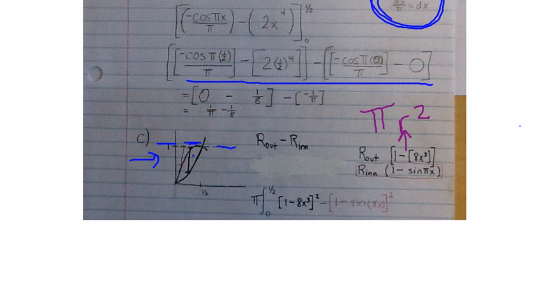So then what we did, we put our pi outside over here, and then integral from 0 to 1/2 because those are the bounds. Then we put radius outer minus radius inner, and then of course it's squared because it's pi r squared. That's how you do that problem.